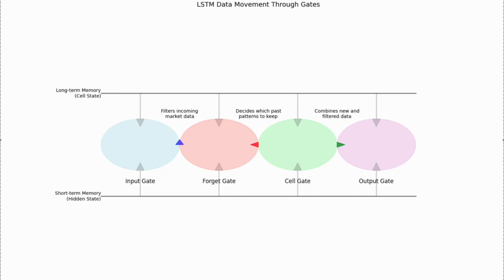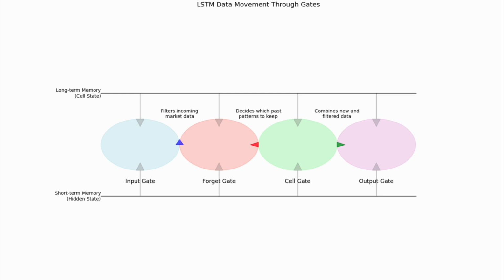Before we dive into how LSTMs predict stock prices, let's first understand how it processes information. LSTMs are designed to remember patterns over time. They have two types of memory: short-term memory, also called the hidden state, and long-term memory, known as the cell state. The diagram in the background represents the flow of data through an LSTM cell, which consists of multiple gates: the input gate, forget gate, cell gate, and output gate.